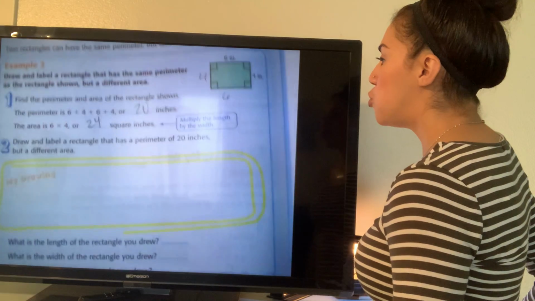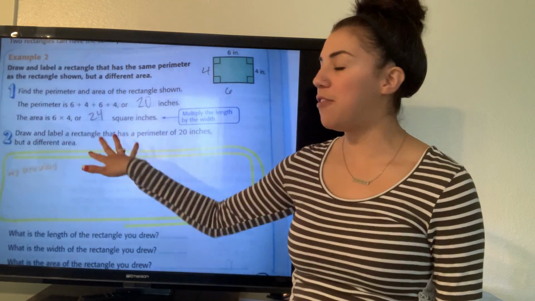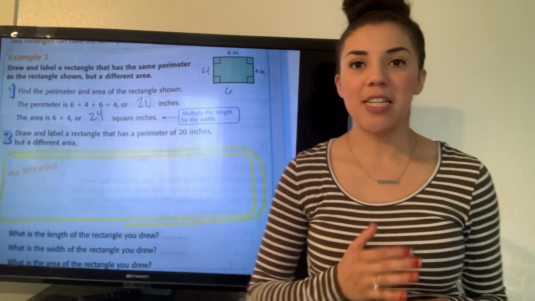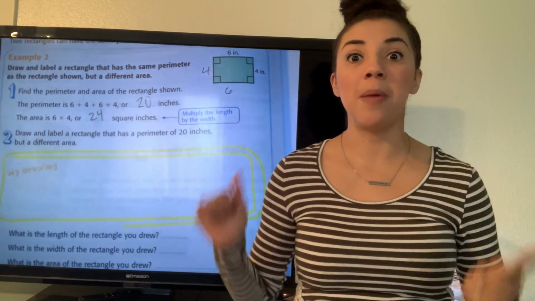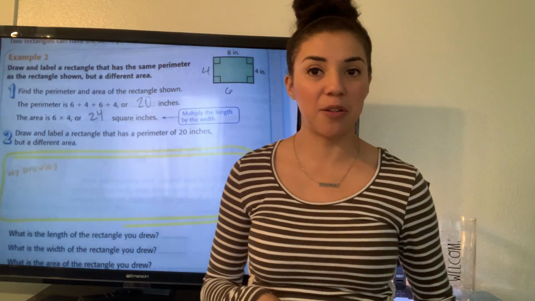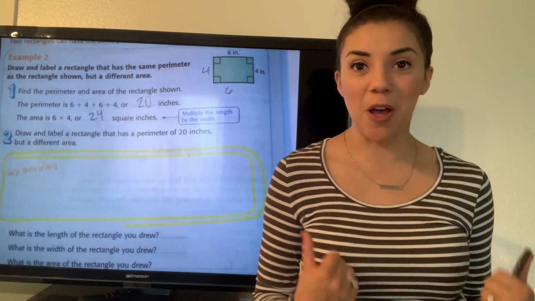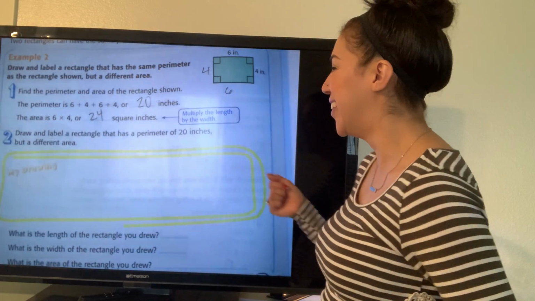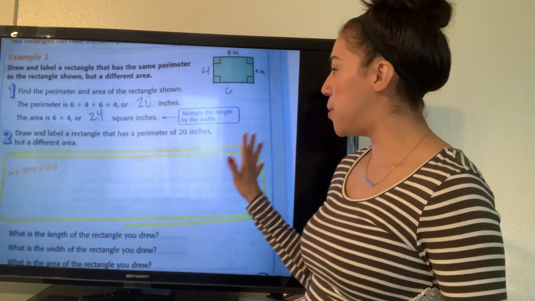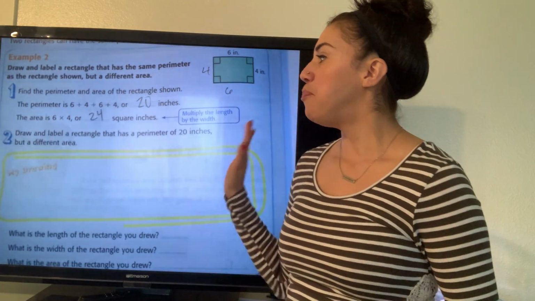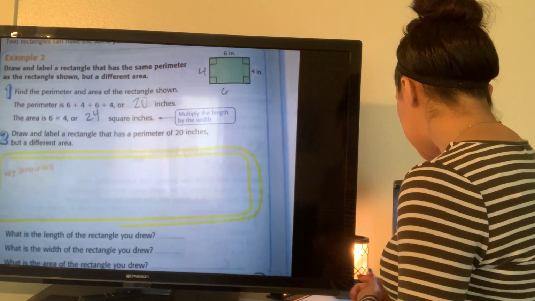So we're going to draw and label a rectangle that has the same perimeter, but a different area, okay? In your independent practice, this is a lot of what you're going to be doing. And remember to ask me questions during office hours tomorrow if you're having a hard time with this. That's what office hours are for. We're going to draw and label a rectangle that has a perimeter of 20 inches, but a different area. Let's brainstorm.